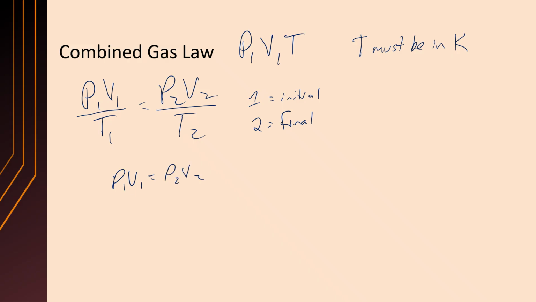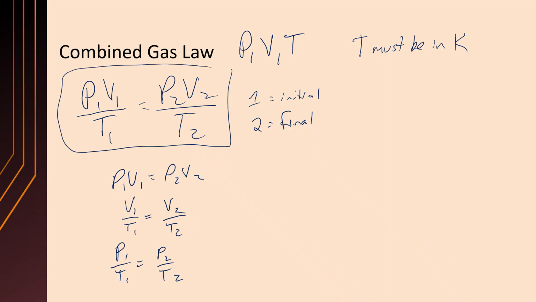Or if pressure is constant, I can get V1 over T1 equals V2 over T2. And if volume is constant, I can get P1 over T1 equals P2 over T2. So we wind up really having 4 gas laws here, but you can get away with just knowing this one and covering up the one value that is constant. And so we're going to do a couple examples of this.